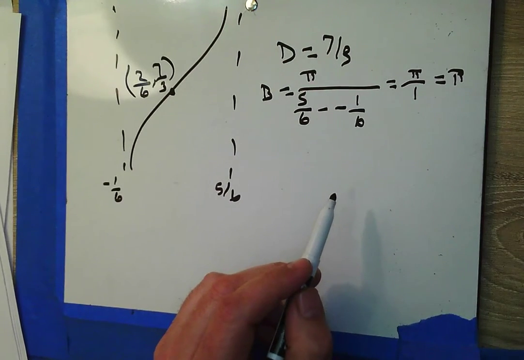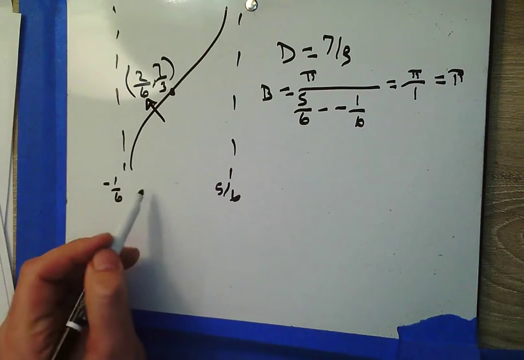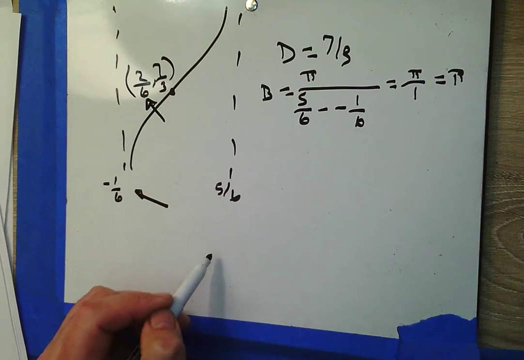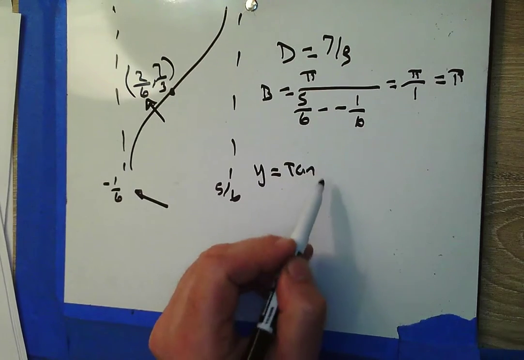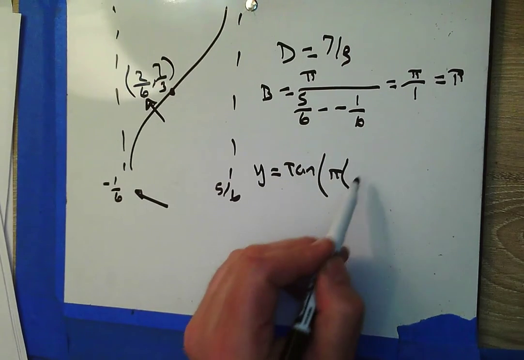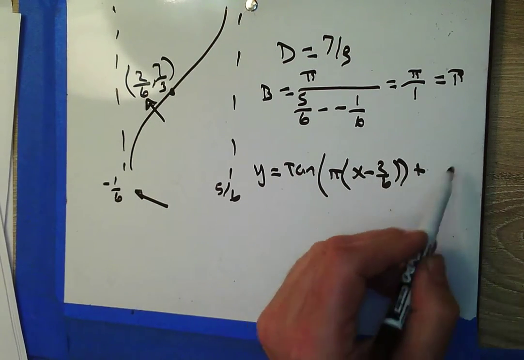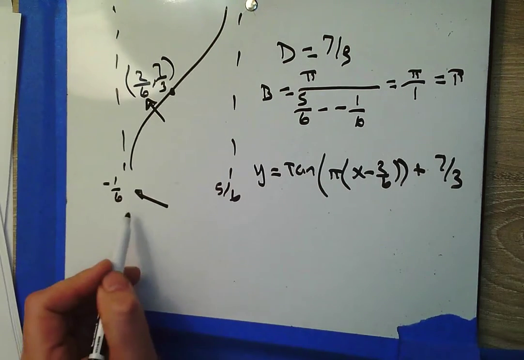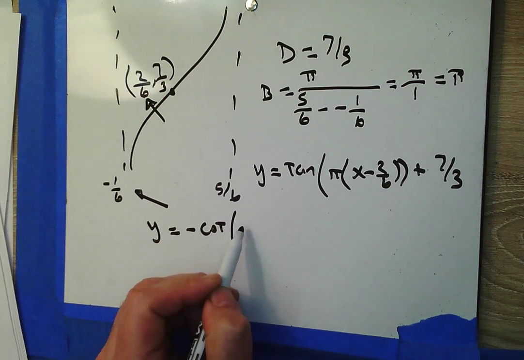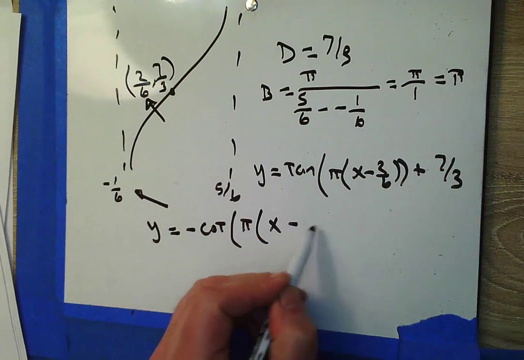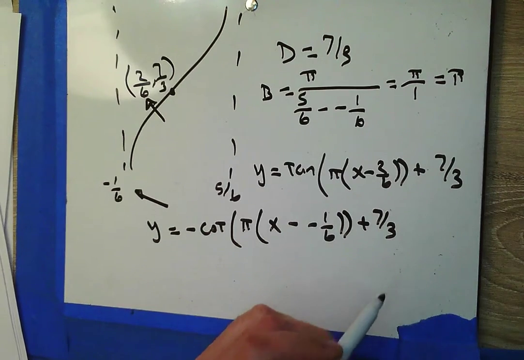And again, my C value depends. Am I graphing this as positive tangent, in which case this is my C value, or am I graphing this as negative cotangent, in which case this is my C value? So y equals tangent pi x minus 2/6. Don't forget the double parentheses, 7/3. And for the negative cotangent, y equals negative cotangent pi x minus a minus 1/6 plus 7/3.